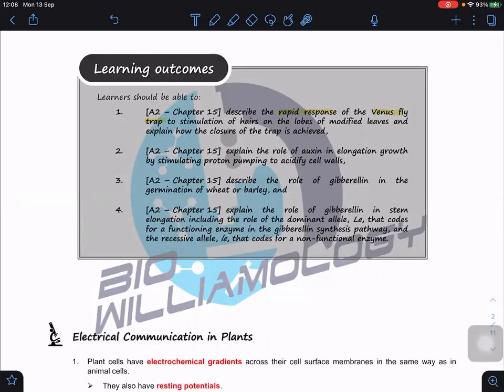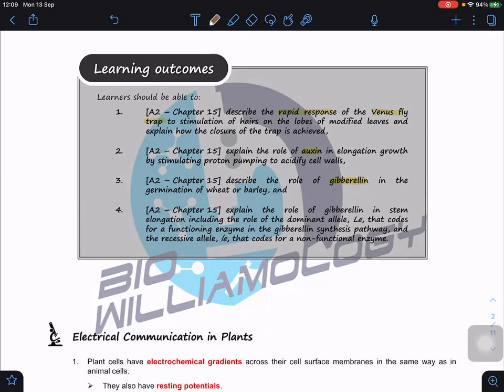And after that, we're going to look at a chemical signaling pathway, where it involves two kinds of hormones or plant growth regulators. One is auxin. Another one is gibberellin. Gibberellin, we have talked about a little bit when we dealt with the transcription factor, right? So today we're going to look at gibberellin in detail. And we can look at the effect of auxin in elongation growth by stimulating the proton pump to acidify the cell wall. So we're going to look at how auxin transport will allow this elongation growth.